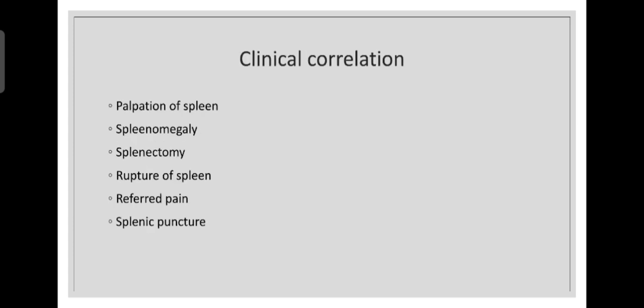Next we move on to the last topic of this session, that is the clinical correlation. We are going to see about palpation of spleen, splenomegaly, splenectomy, rupture of spleen and referred pain, and splenic puncture.